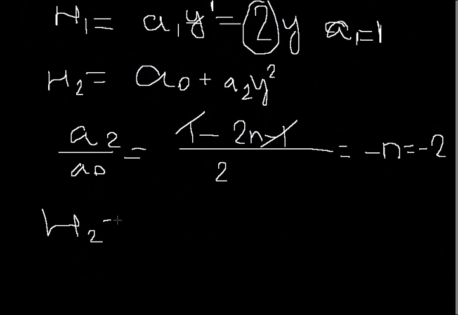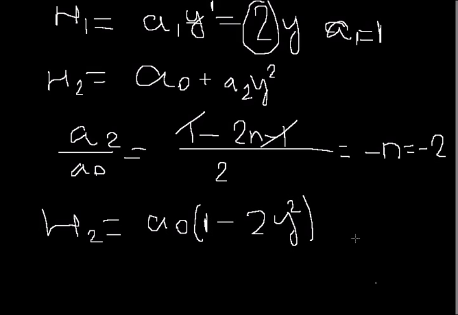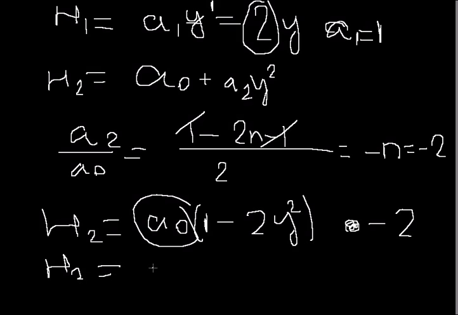It means that the second Hermitian polynomial equals a0 minus 2 a0 y squared. But we don't like such a form, and so in this case we multiply everything by minus 2 for a much more applicable form of writing this Hermitian polynomial, as mentioned below.